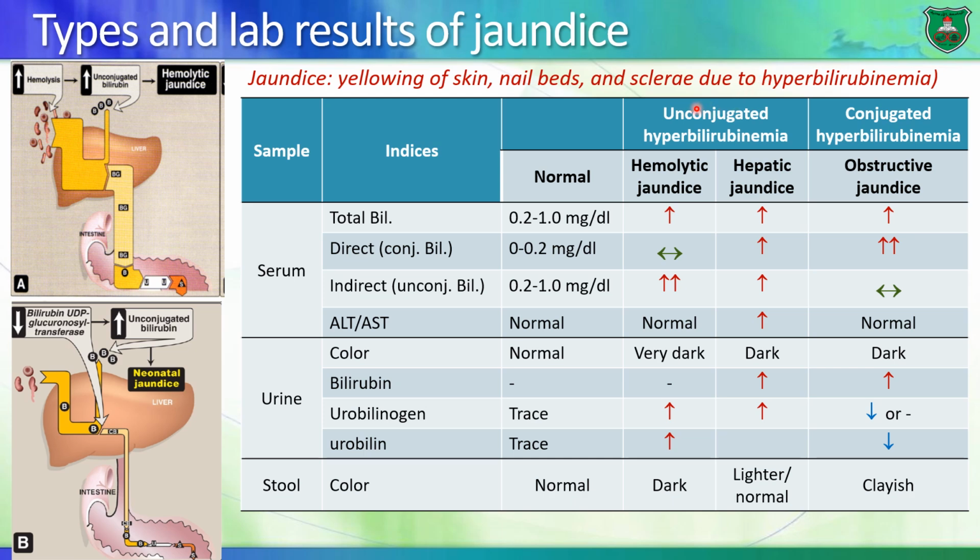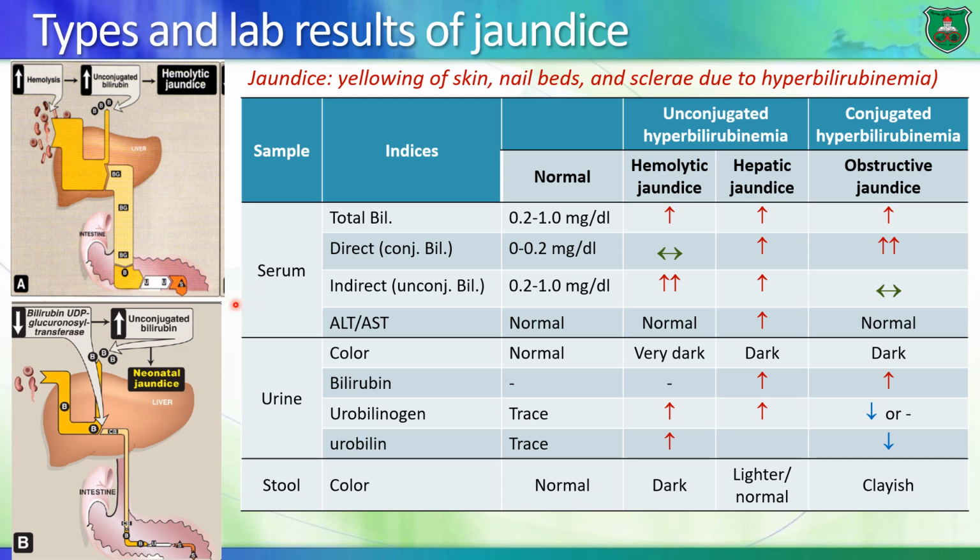So unconjugated hyperbilirubinemia can be caused as a result of excessive hemolysis. So you have a lot of lysing of red blood cells releasing a lot of heme. That results in a lot of heme being converted to bilirubin. So you have a lot of conjugation of bilirubin, so you have a lot of conjugated bilirubin going from the liver to the intestines, and you have conversion of bilirubin to urobilinogen and stercobilin.